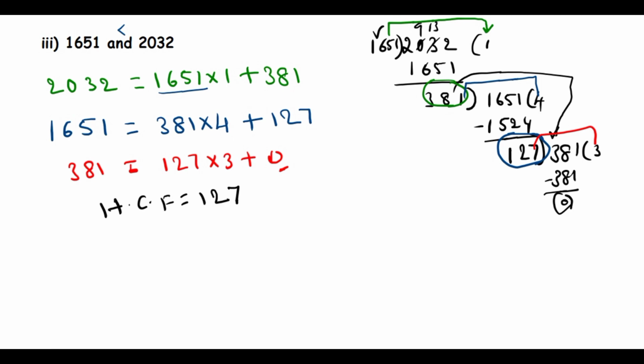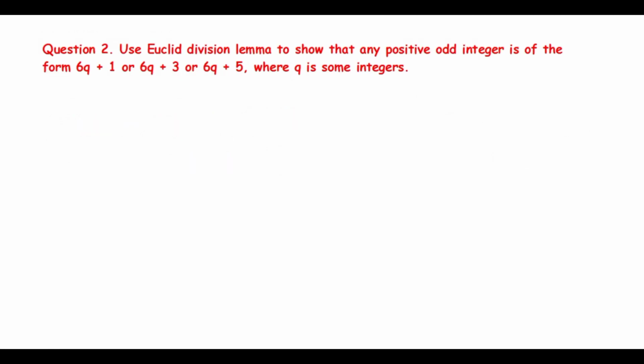Now the second problem we will discuss. You can observe on the screen. The question is, use Euclid division lemma to show that any positive odd integer is of the form of 6q plus 1 or 6q plus 3 or 6q plus 5.